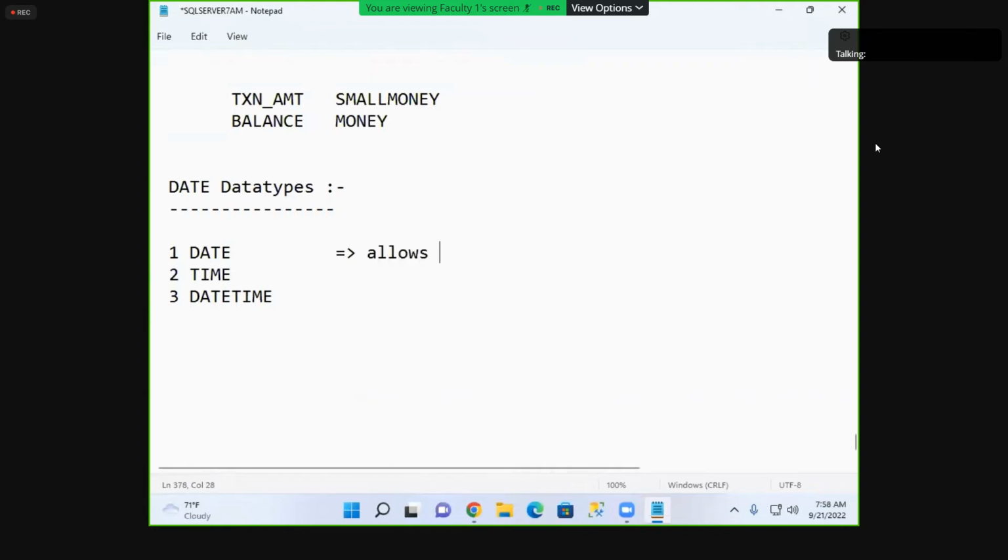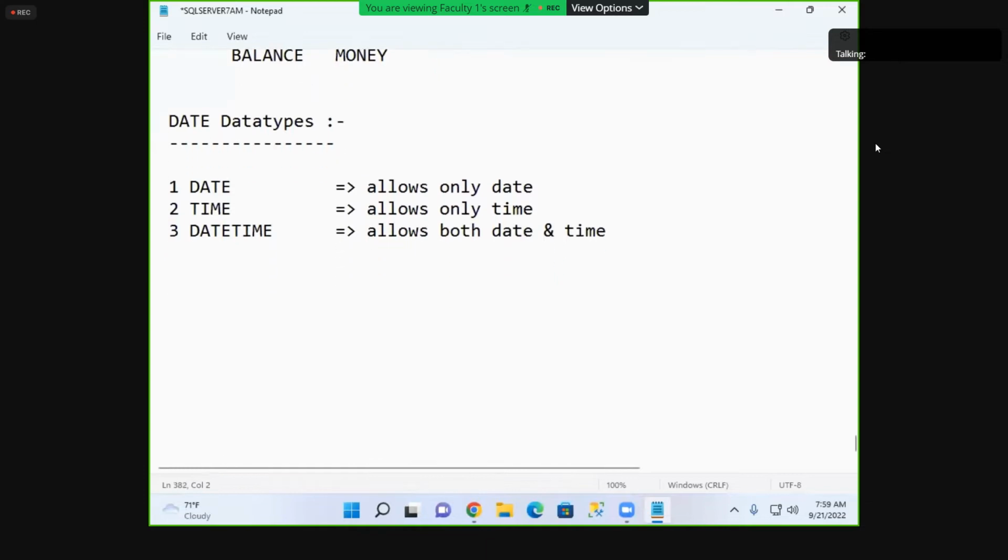Date allows only date. Time allows only time. Date time allows both date and time. If you want to store only the date, use the date data type. If you want to store only the time, use the time data type. If you want to store both date and time, use date time. That's all. If only date is important, use date. If time is important, use time. If both date and time are important, then date time.